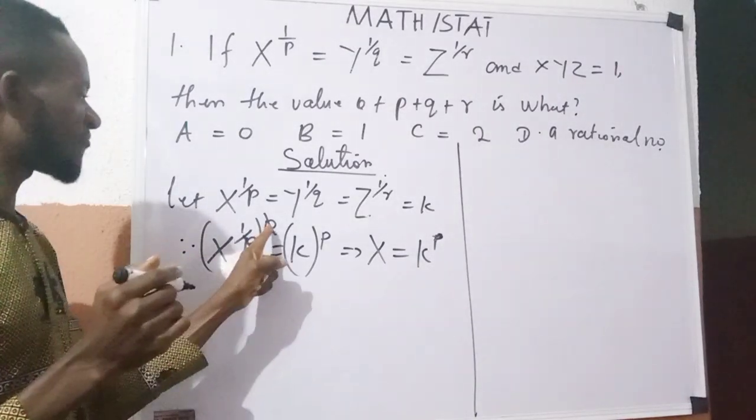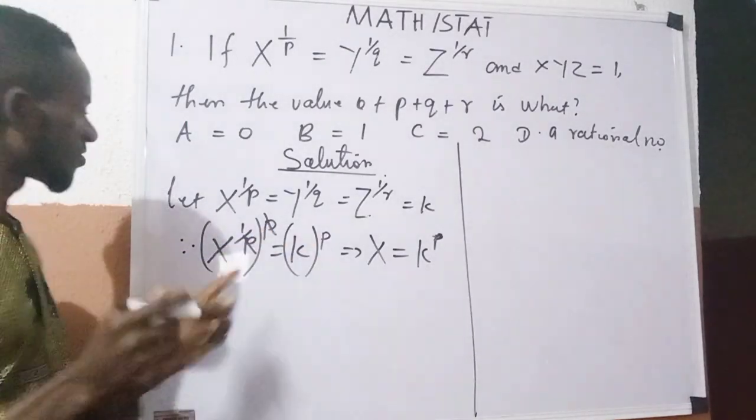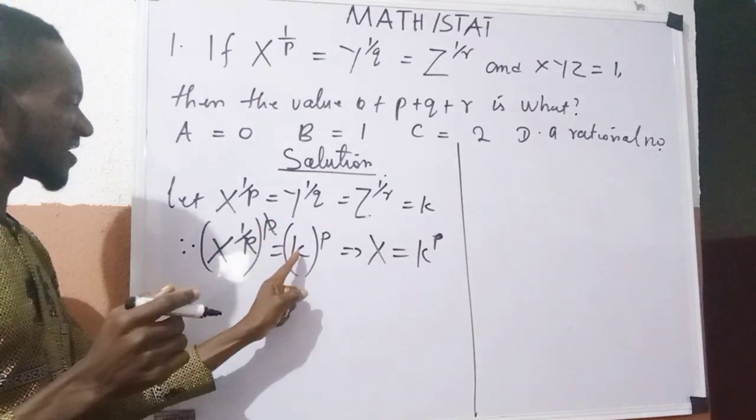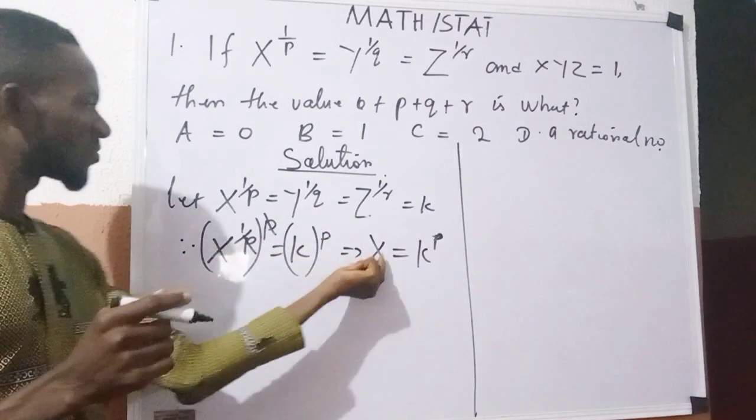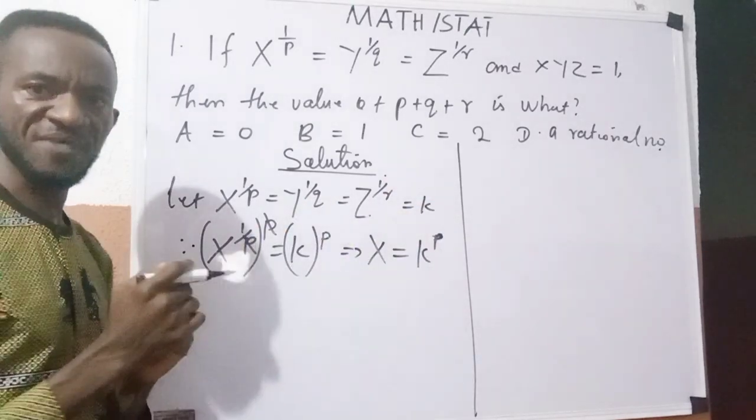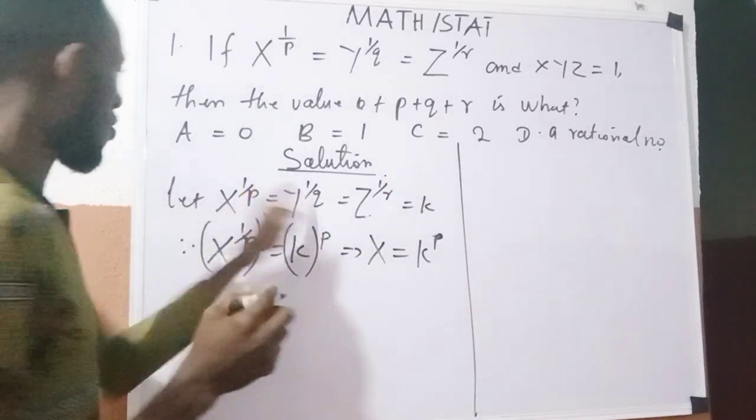By using the power of p to multiply both sides, this p can cancel this p. Here is k raised to power 2p. This x is now standing alone. x equals k raised to power what? p.